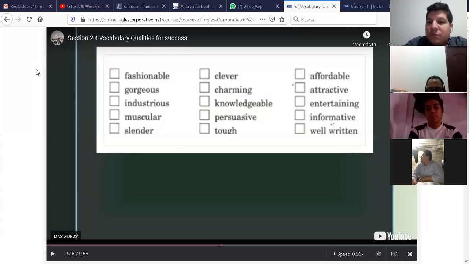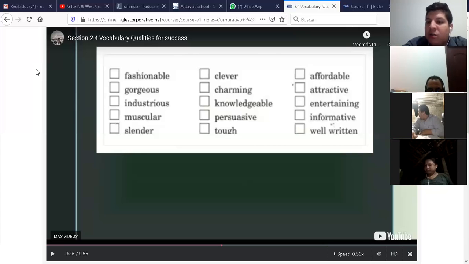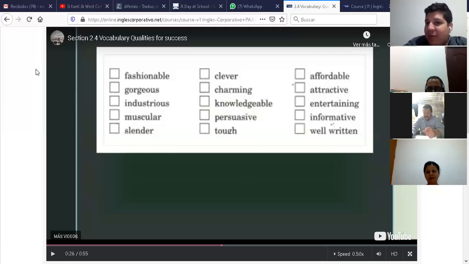Tough. Hard. Strong. Like hard, strong. Heavy. Exactly. Tough. Affordable. Cheap. Inexpensive. Not necessarily cheap. Affordable. Not necessarily inexpensive. You have a good point though.